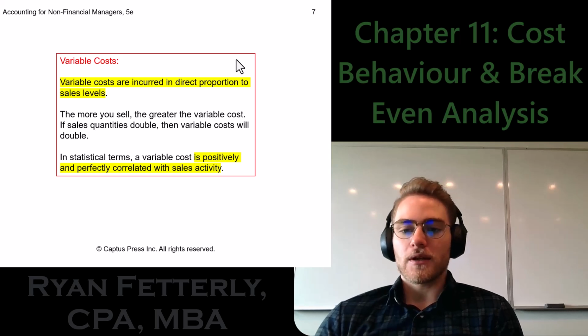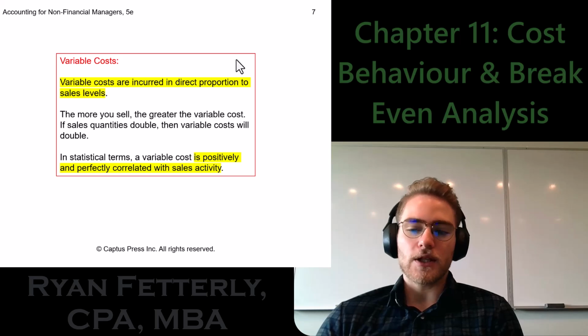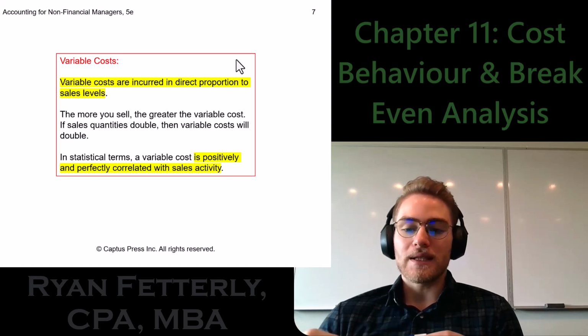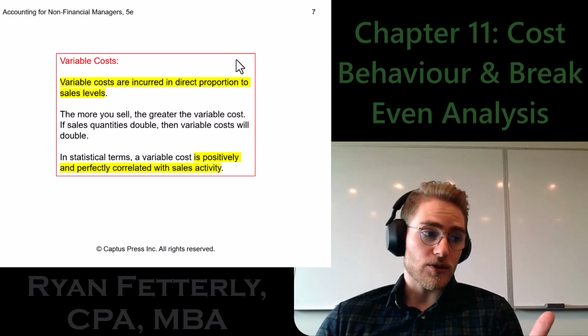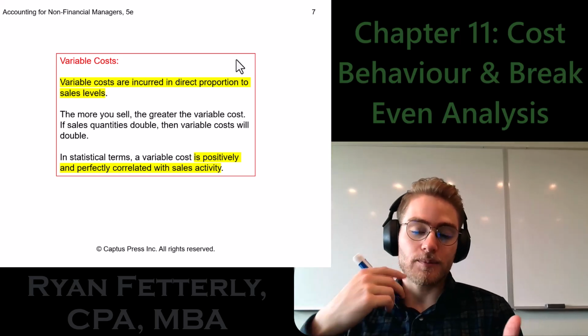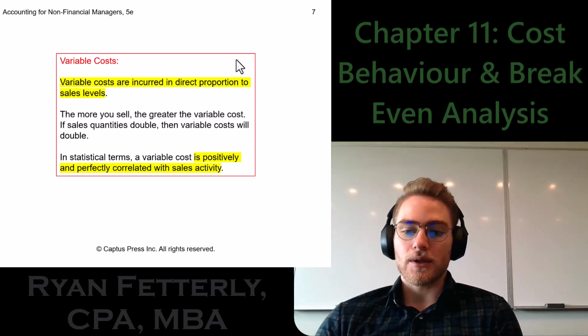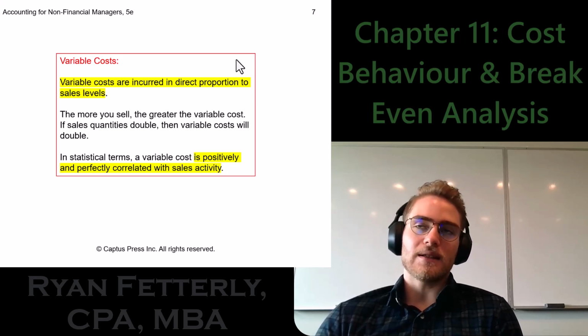So variable costs are incurred in direct proportion to sales levels, right? The more you sell, the greater the variable costs. If sales quantities double, then your variable cost should also double proportionately, right? By definition. So in statistical terms, a variable cost is positively and perfectly correlated with sales activity.